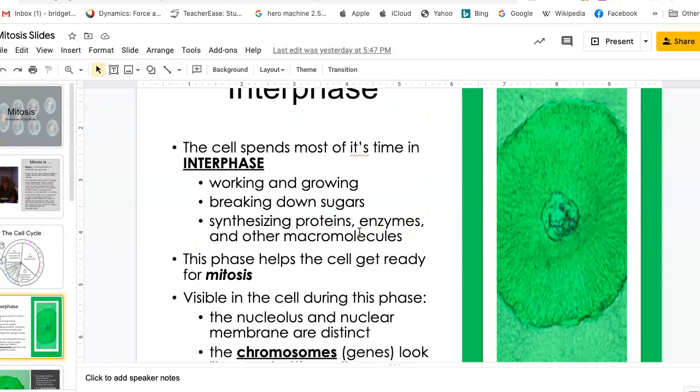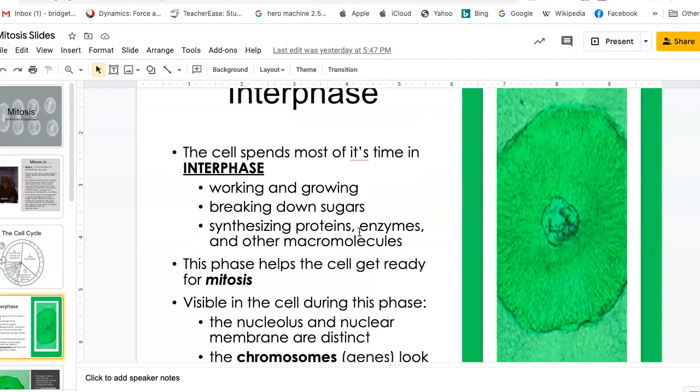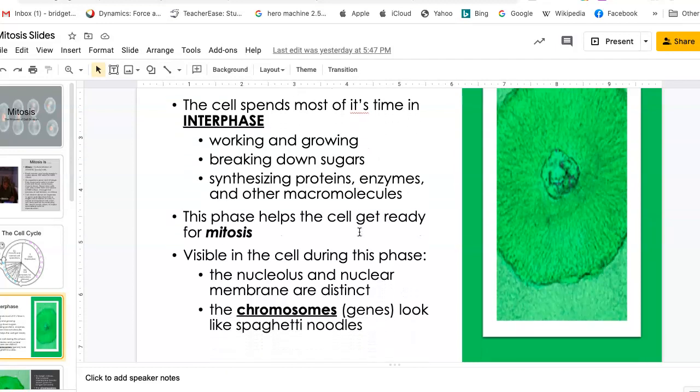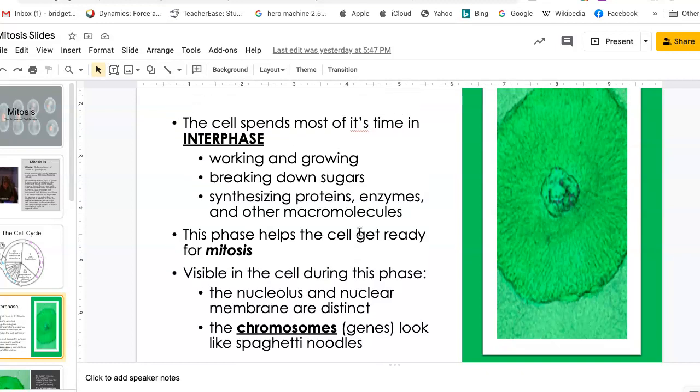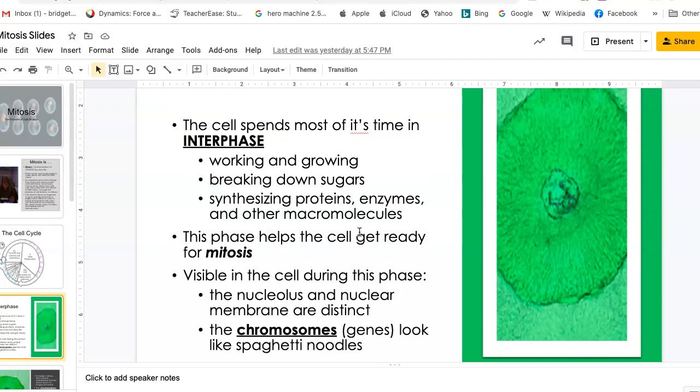All right, so interphase is where the cell spends most of its time, and that's an actual cell right there. So that's kind of interesting. Remember, it spends most of its time here. It grows, it breaks down things, and it does the things it's supposed to in the cell, like synthesizing proteins and enzymes and all these other fancy things. So it's getting ready for mitosis, getting ready for dividing and making more.